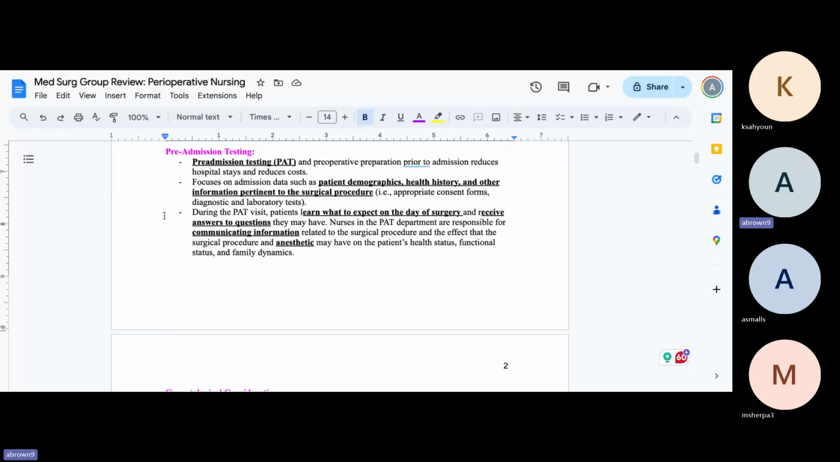During the pre-admission visit, patients learn what to expect on the day of surgery and receive answers to questions they may have. Nurses in this pre-admission testing department are responsible for communicating information related to the surgical procedure and the effect that the surgical procedure and the anesthetic may have on the patient's health status, functional status, and family dynamics. When I talk about family dynamics, with anesthetic medication, a patient can't just leave after receiving anesthesia. They're going to need a family member to come in and sign them out.